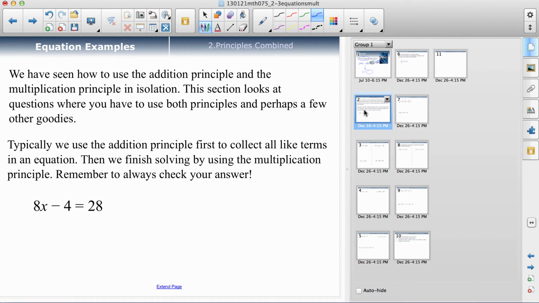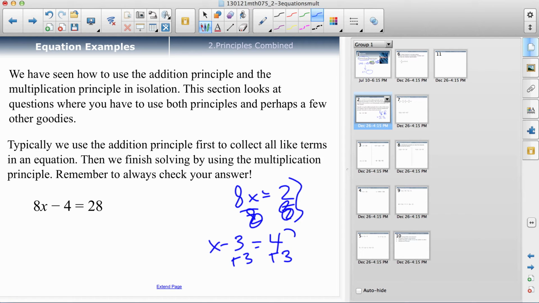So typically, if you have an equation in which you've got more than two terms, like if I had 8x equals 2, then I just have to divide both sides by 8, and I'll solve that. Or if I have x minus 3 equals 4, then I can add 3 to this side, add 3 to this side, I'm done. So in these ones, I'm just using one principle. Here, where I have a number in front of the x, and I have a couple other terms there, I'm going to have to use more than one principle.